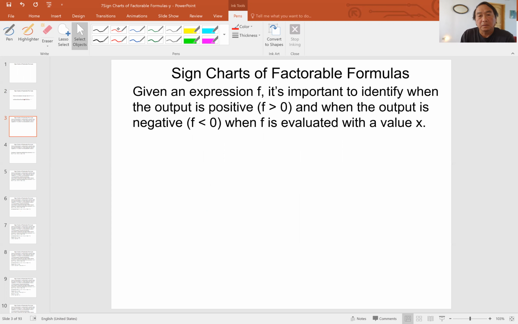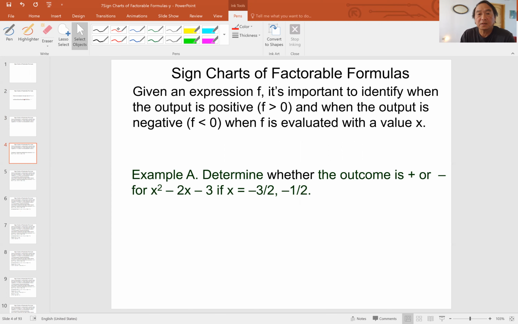So for any function, formula f, it's important to find out when it is positive, when it's 0, and when it's negative. And that's essentially what a sign chart does. Before we do that, let's recall one of the things about factoring in factorable formulas.